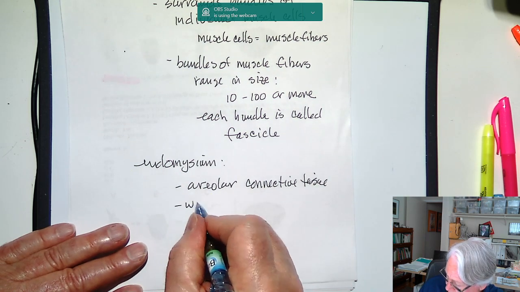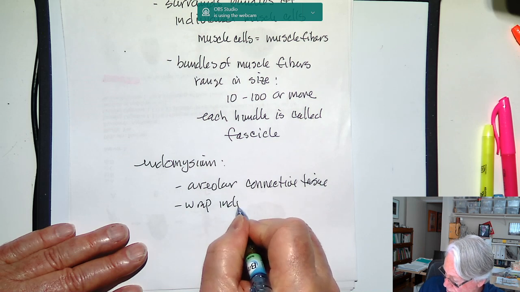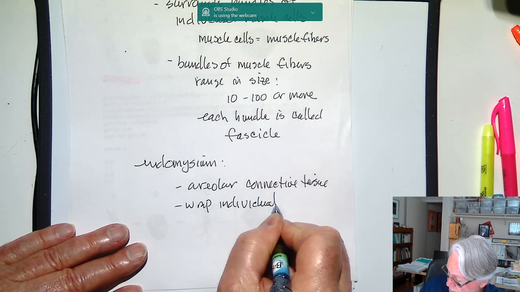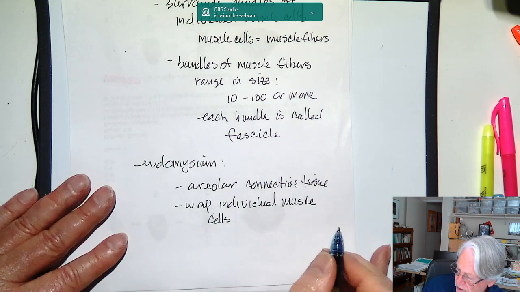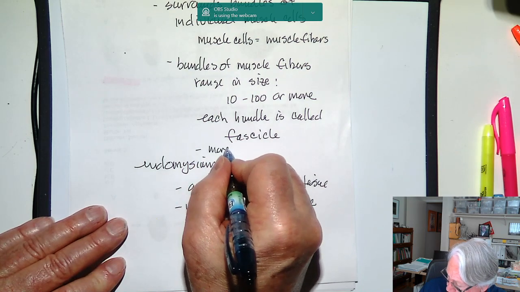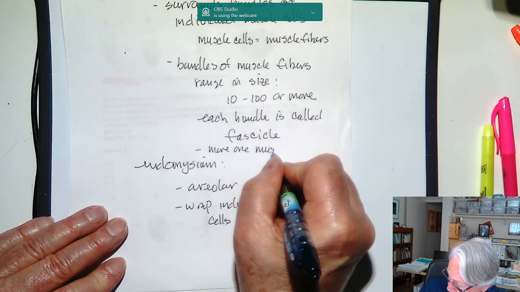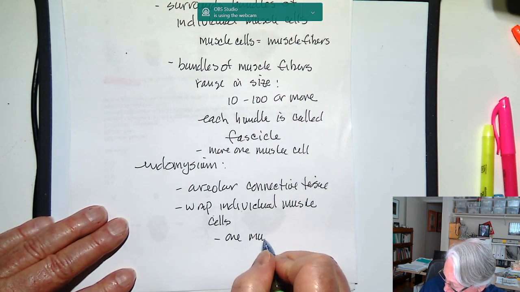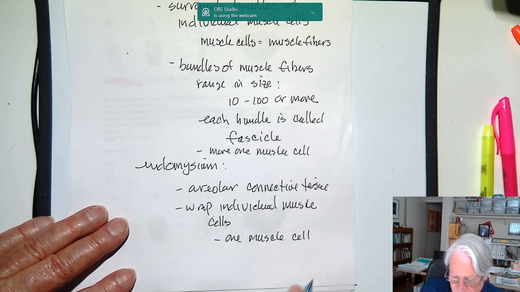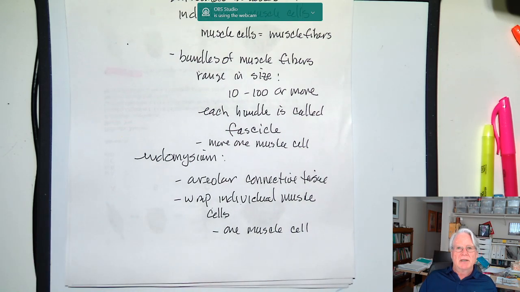And this is going to wrap individual muscle cells. So this is more than one muscle cell, and this is one muscle cell. Okay. So we have this wrapping, this bundling, kind of like those Russian and Ukrainian nesting dolls, where you get one inside the other, inside the other, inside the other.